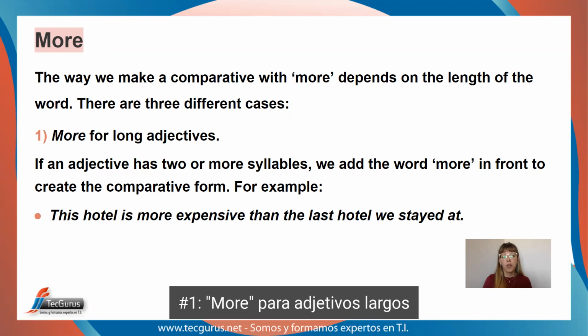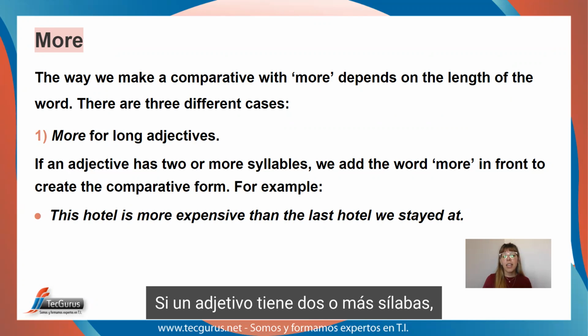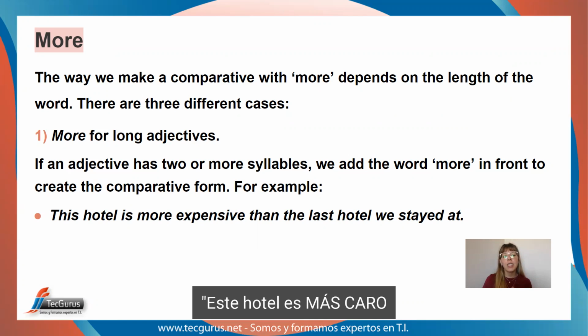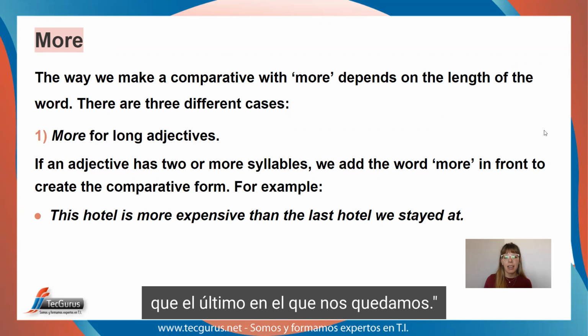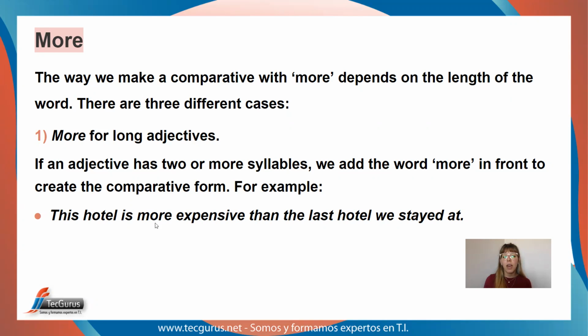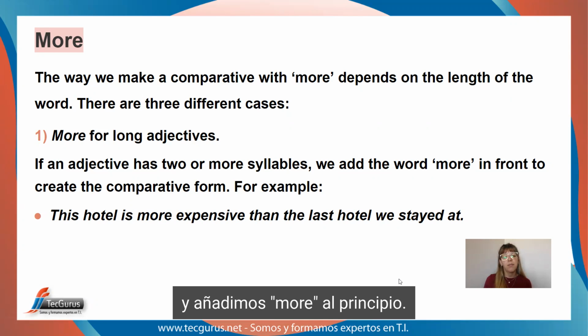Number one, more for long adjectives. If an adjective has two or more syllables, we add the word more in front of it to create the comparative form. For example, this hotel is more expensive than the last hotel we stayed at. Expensive is a very long adjective, and we add more at the beginning.